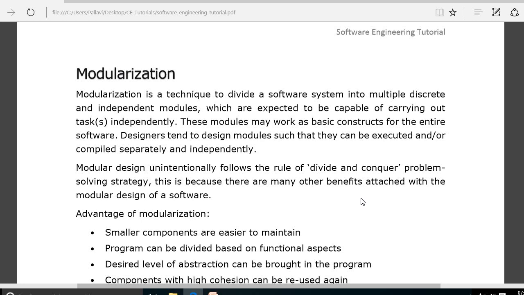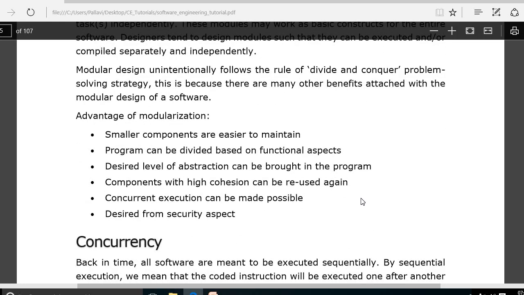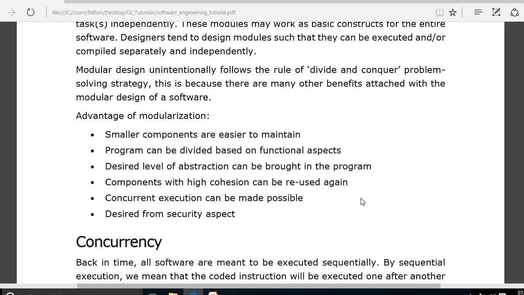So modular design unintentionally follows the rule of the divide and conquer problem solving strategy. This is because there are many other benefits attached to modular design of software. So, advantages of modularization: smaller components are easier to maintain. Program can be divided based on functional aspects. Desired level of abstraction can be brought into the program. Components with high cohesion can be reused again, and concurrent execution can be made possible. Also desirable from a security aspect.